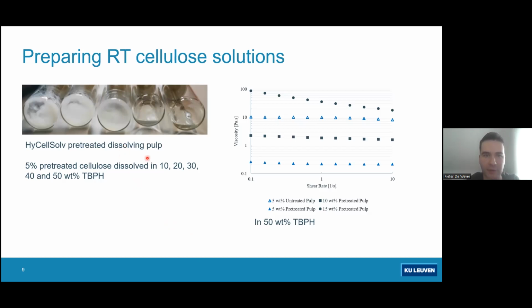Next, we tested the viscosity of this solution in 50% tetrabutylphosphonium hydroxide, and we were only able to dissolve a limited amount of untreated pulp, up to 5 weight percent, and this had a viscosity of 10 Pascal seconds. But due to the pretreatment, we were able to reduce this viscosity to 0.2 Pascal seconds for 5% pretreated pulp. We were also able to dissolve 10% pretreated pulp, and this viscosity was also lower compared to the 5% untreated pulp. And for the 15% pretreated pulp, we managed to dissolve it, but we noticed a clear indication of shear thinning, hinting that some undissolved cellulose agglomerates remain present in the solution.